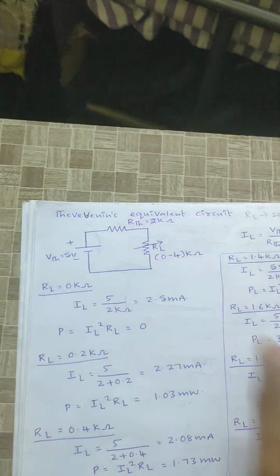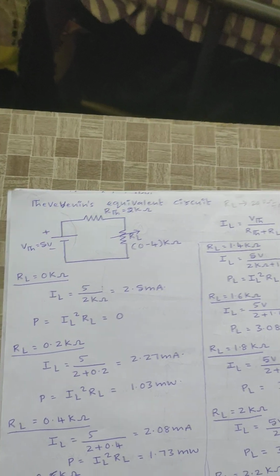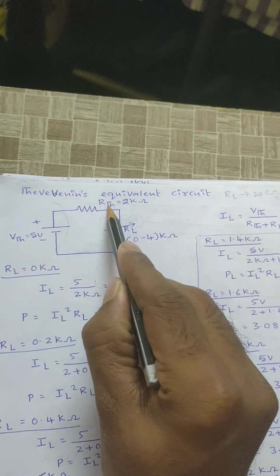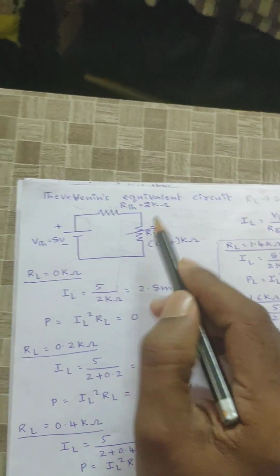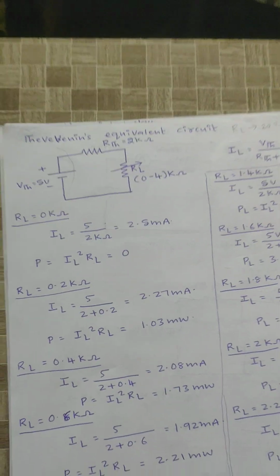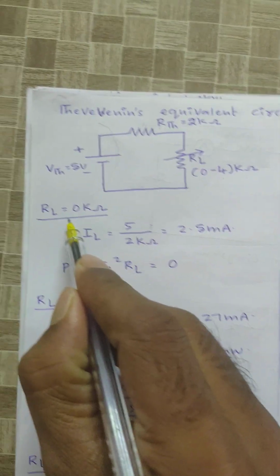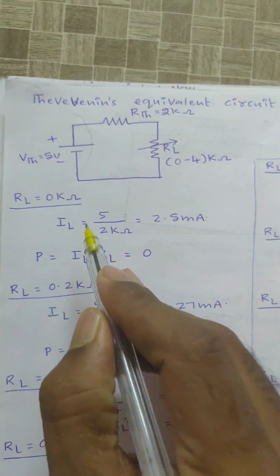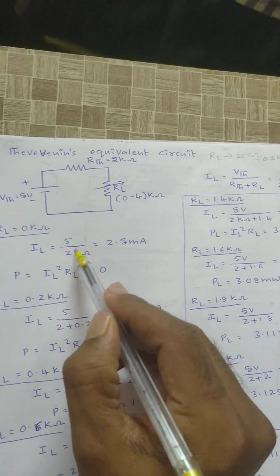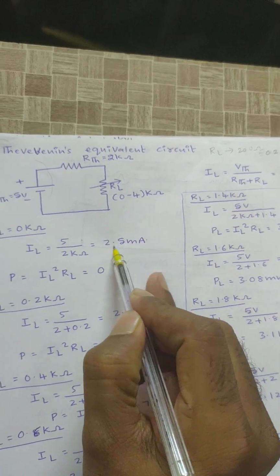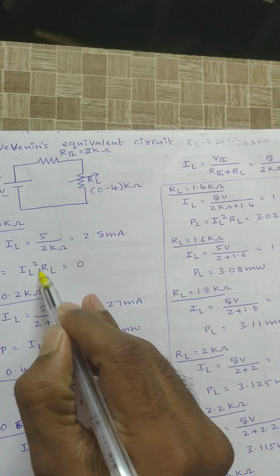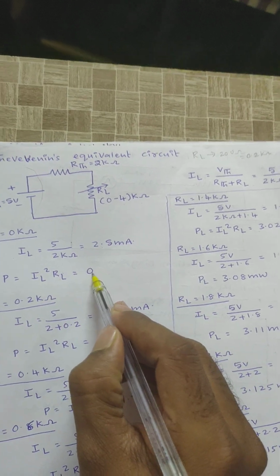The aim of this theorem is to verify the maximum power, when we will get the maximum amount of power. The condition for maximum power is when R Thevenin is equal to RL, then only the maximum amount of power is transferred from source to load. Now see here, when the load resistance value is 0 kilo ohm, the load current IL value will be 5 by RTH plus RL, that is 2 kilo ohm plus 0, so IL will be 2.5 milliamperes. Power is IL square into RL, RL value is 0, right? Then power will be 0.